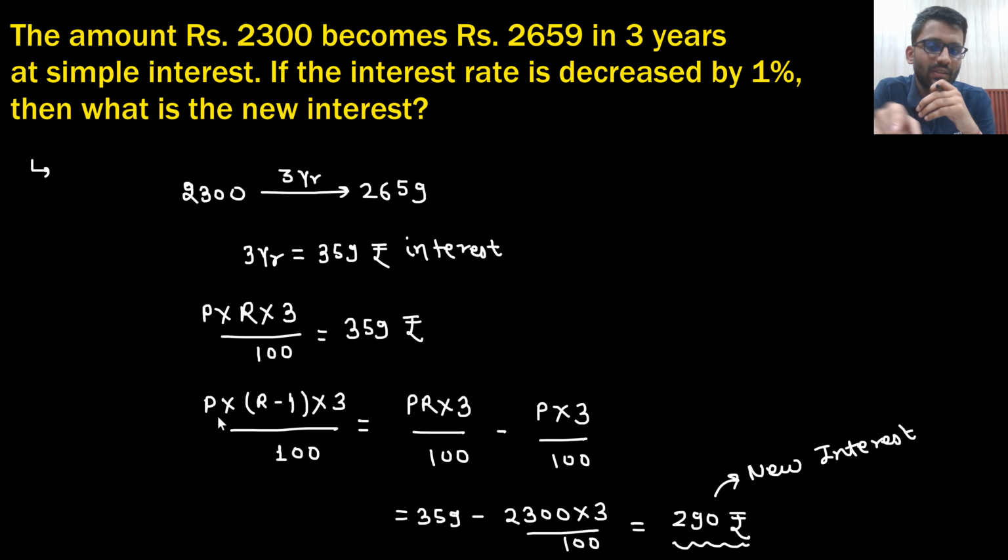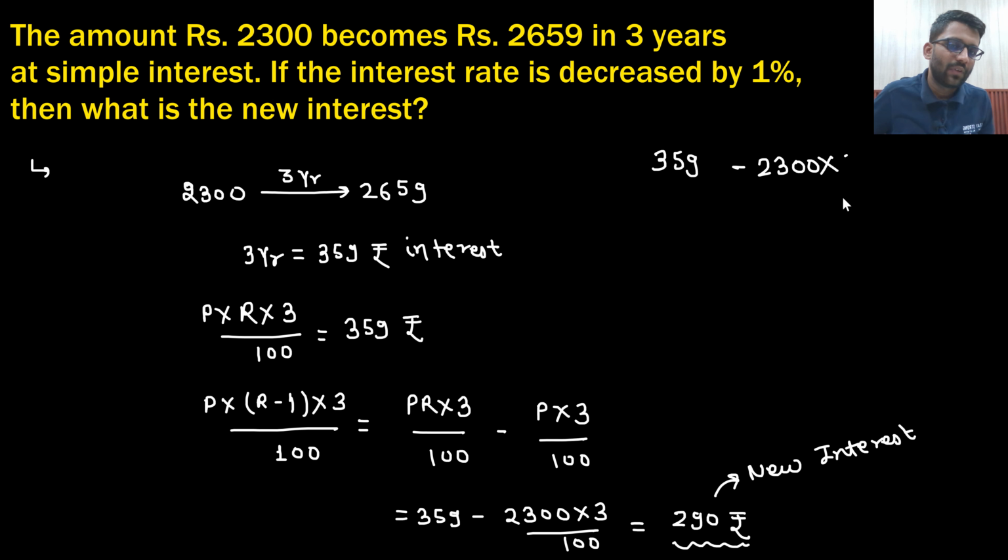Got this point? So if I do this calculation, PR into 3 by 100 minus P into 3 by 100. PR into 3 by 100 I already know is 359, and then I subtract 1% of that. Basically I was paying you interest of 359 rupees. Now my interest rate has decreased by 1%. That means I will pay 1% less of this amount for 3 years. That's it. So 359 minus 69, that would be 290.